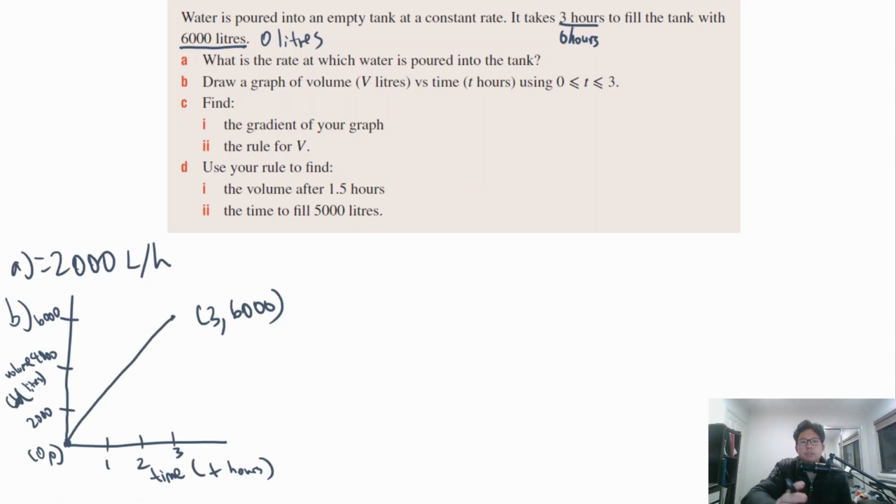Now let's move on to question C, part 1. It says find the gradient of your graph. The gradient is simply the same as the rate, so our gradient will just be 2,000 in this case. Now let's move on to part 2.